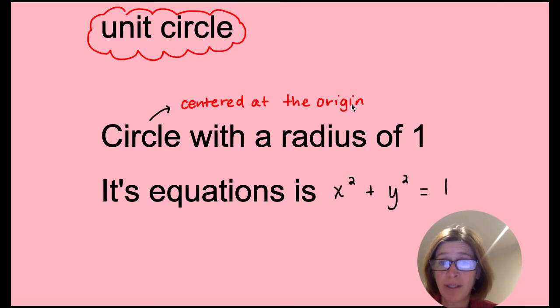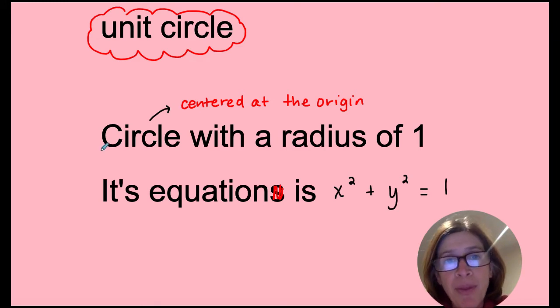It's a circle that's centered at the origin with a radius of 1. Its equation is x squared plus y squared equals 1. And that's the equation of a circle. Remember, the equation of a circle is x squared plus y squared equals r squared if it's centered at the origin. And in this case, since the radius is 1, 1 squared is 1.